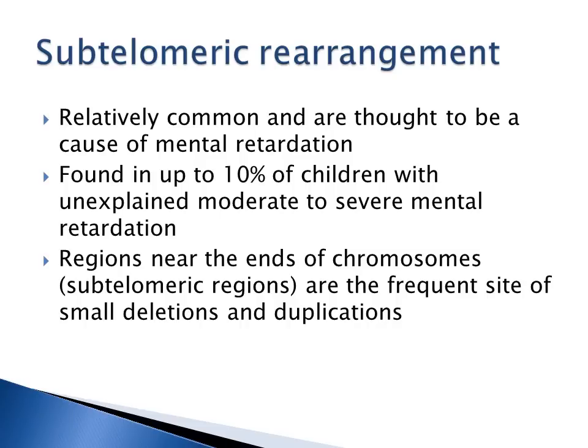A subtelomeric rearrangement is common and thought to be one of the causes of mental retardation. The reason for this is it's found in up to 10% of children that have unexplained moderate to severe mental retardation. A subtelomeric rearrangement is when the regions near the ends of the chromosomes, which are the subtelomeric regions, have small deletions and duplications in them and can rearrange.